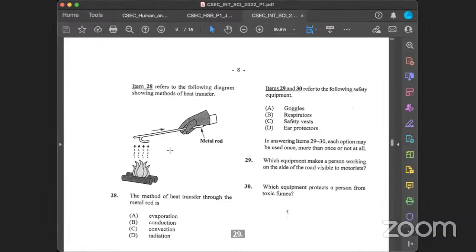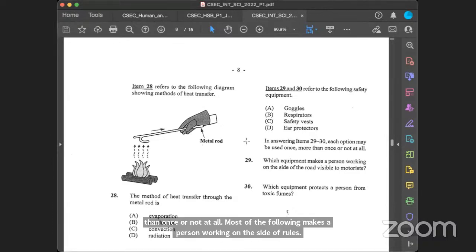Want to read 29 for us? Items 29 and 30 refer to the following safety equipment: A, goggles; B, respirators; C, safety vests; D, ear protectors. In answering items 29 to 30, each option may be used once, more than once, or not at all. Which of the following makes a person working on the side of the road visible to most risks? The safety vest.